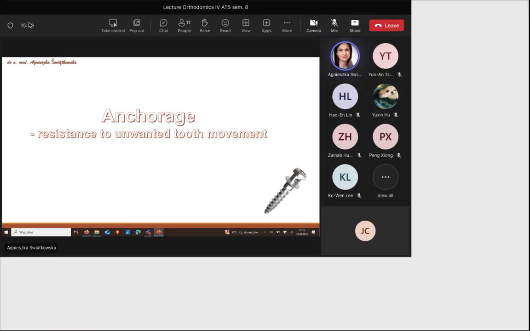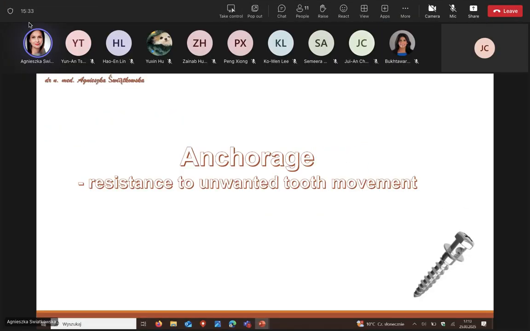Anchorage. You will study appliances in the next semester. Some of these appliances we use for anchorage. In the next semester, you don't have lectures. That's why all the information from the first and second semester, and from the 4th and 5th year, is presented during our lectures in the 4th year.